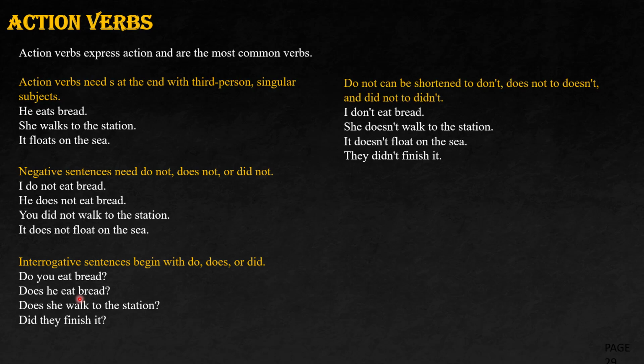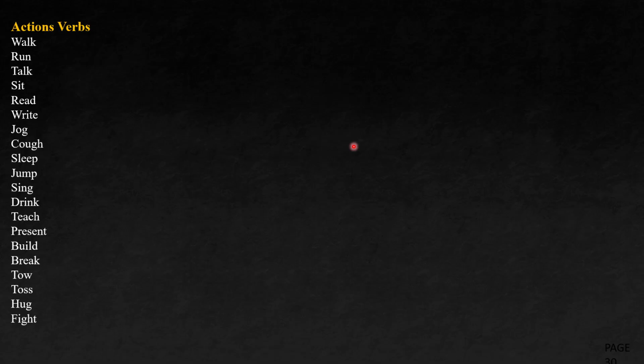Next one is that do not can be shortened to don't. We already know, we had seen it in who is, who's, like that. So we can even do this one here. Do not becomes don't, does not becomes doesn't, did not becomes didn't. When it comes to do not, I do not eat bread, I don't eat bread. She does not walk, she doesn't walk. It does not float, it doesn't float. They did not finish it, they didn't finish it. Like this we can shorten the verbs here. Now we'll see a few examples for the action verbs.